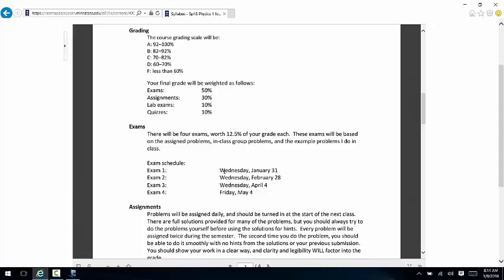The first 3 exams are all going to be on Wednesdays, and then the last exam is going to be on Friday, Star Wars Day, because of how much Meredith loves Star Wars.